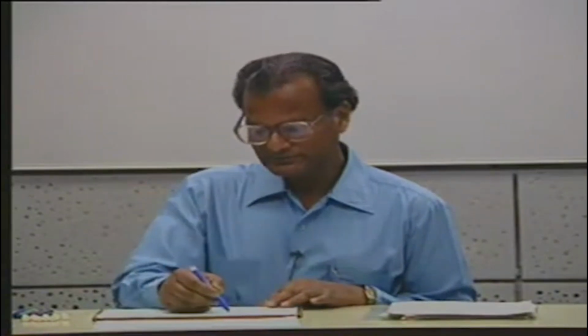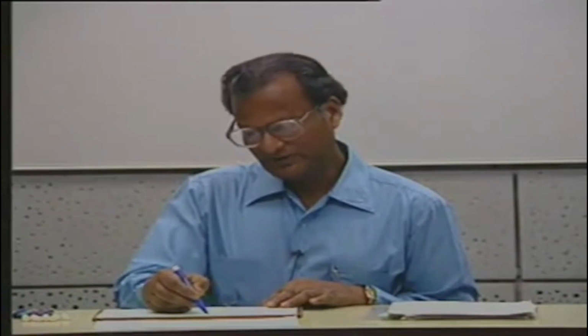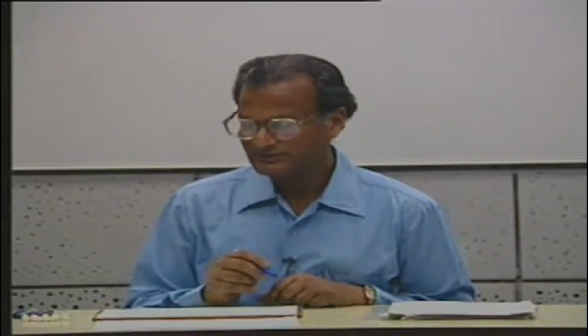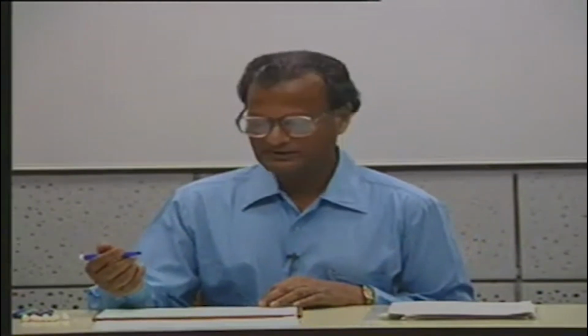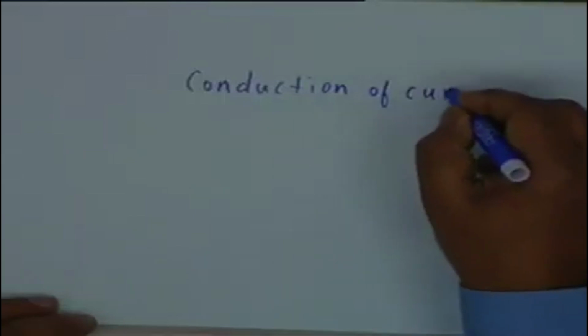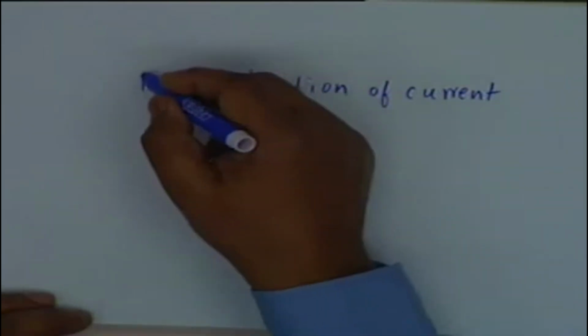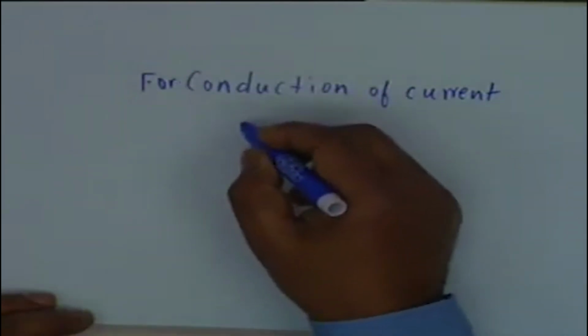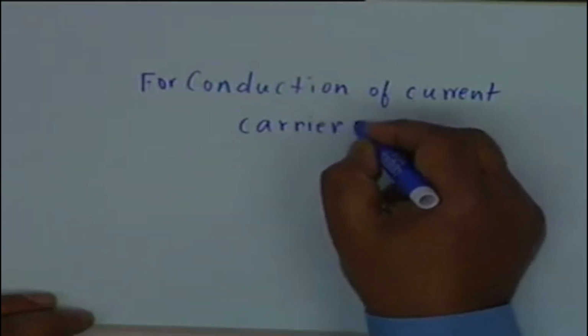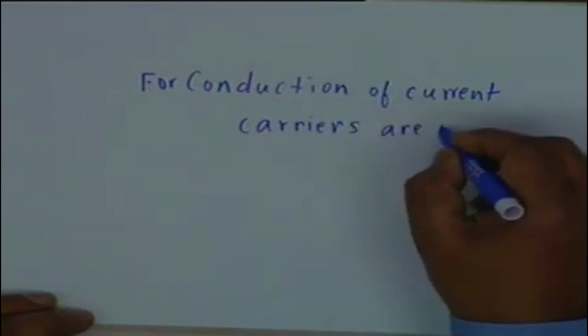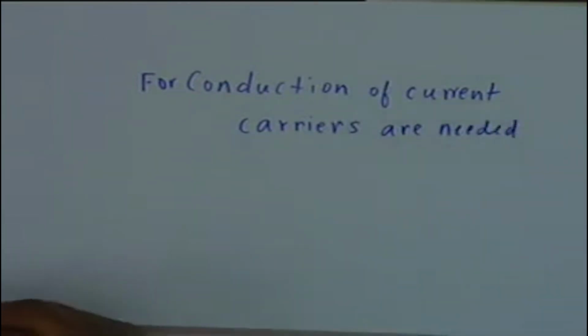The first concept that has to be understood, or is already known, is that conduction of current in any medium, whether it be gas or liquid or solid, has to be done by carriers. For conduction of current, you need charge carriers. For example, in gases, it is the positive ions and the electrons which carry current.